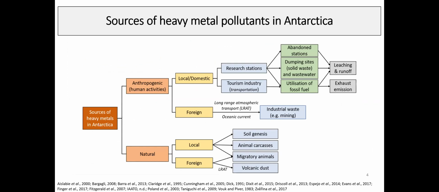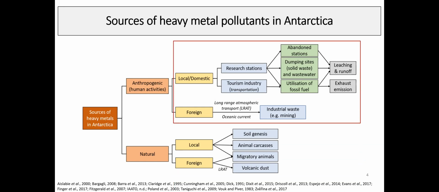There are some sources of heavy metal pollutants, mainly from human or anthropogenic activity, or from natural sources. The main source is human activity, from local as well as foreign sources. Foreign sources are mainly from nearby countries, in which these contaminants are transported by long range transport. And local sources are mainly from human activities such as research stations as well as the tourism industry.